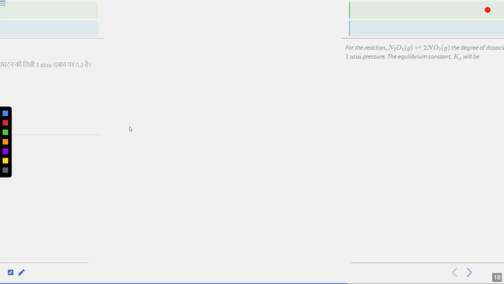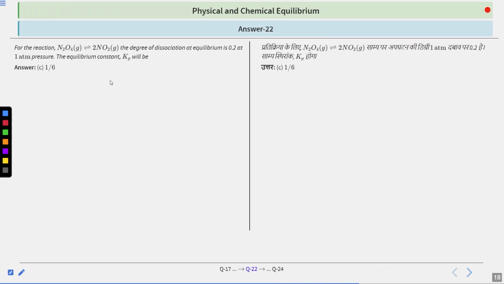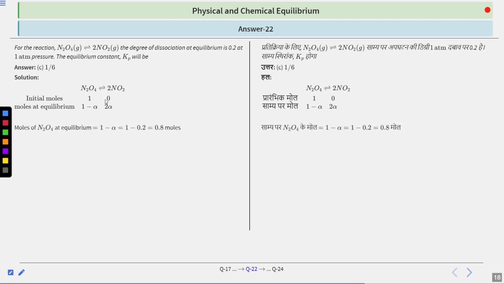Your time is up. For those who have solved it, the correct answer is C, 1 by 6. So this was our equation. Initially, we are considering that we have 1 mole of N2O4 and 0 moles of NO2 present. Now we are considering alpha as your degree of dissociation. Since alpha is the degree of dissociation, alpha amount will be broken from 1 and 2 alpha amount will be formed, because 2 is written as the coefficient here.